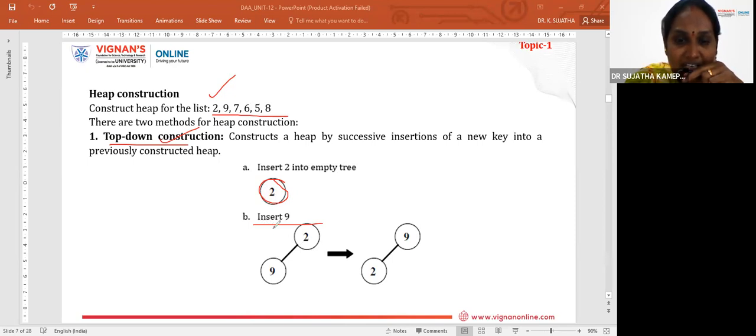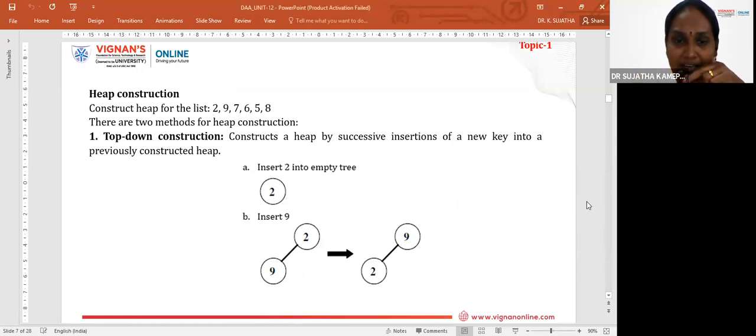Now, when I am taking 9, initially 9 becomes the left child. First, we need to fill the left part, then we need to fill the right part. So that's why first 9 comes here, right? After that, since it is not satisfying the property of parent dominance, I need to rotate it. 9 becomes the parent and 2 becomes the child, right? So, first 2 and 9 are added.